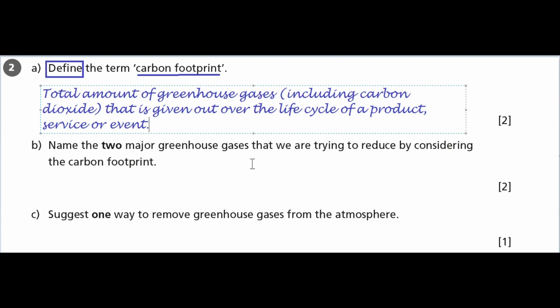Part B. Name the 2 major greenhouse gases that we're trying to reduce by considering the carbon footprint. So, what is the command word? The command word is name. And what are we looking for here? What other key words have we been given? We're looking for major greenhouse gases. So what's a greenhouse gas? It's a gas that we can find in our atmosphere that traps IR radiation from the sun in the atmosphere and causes a warming effect.